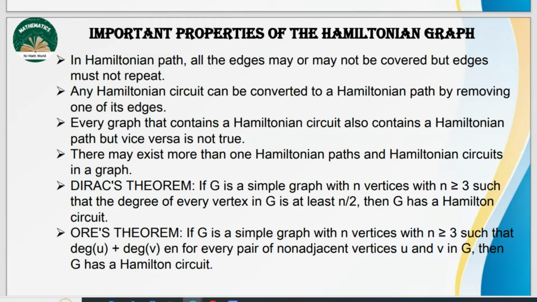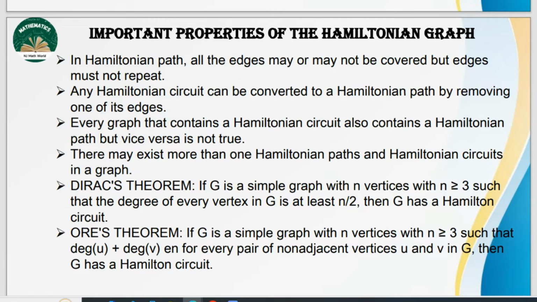Important properties of Hamiltonian graph. In a Hamiltonian graph, all edges may or may not be covered, but edges must not repeat. A Hamiltonian circuit can be converted into a Hamiltonian path by removing one of its edges. Every graph that contains a Hamiltonian circuit also contains a Hamiltonian path, but vice versa is not true. A Hamiltonian circuit can have a Hamiltonian path, but a Hamiltonian path cannot have a Hamiltonian circuit.